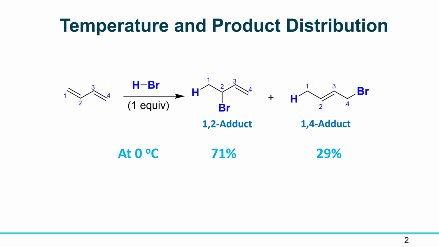When this reaction is performed at 0 degrees Celsius, the 1,2 adduct is the major product with around 71% yield, and the 1,4 adduct is the minor product with about 29% yield. If instead the reaction is performed at higher temperature, like 40 degrees Celsius, the 1,2 adduct is the minor product with about 15% yield, and the 1,4 adduct is the major product with about 85% yield.